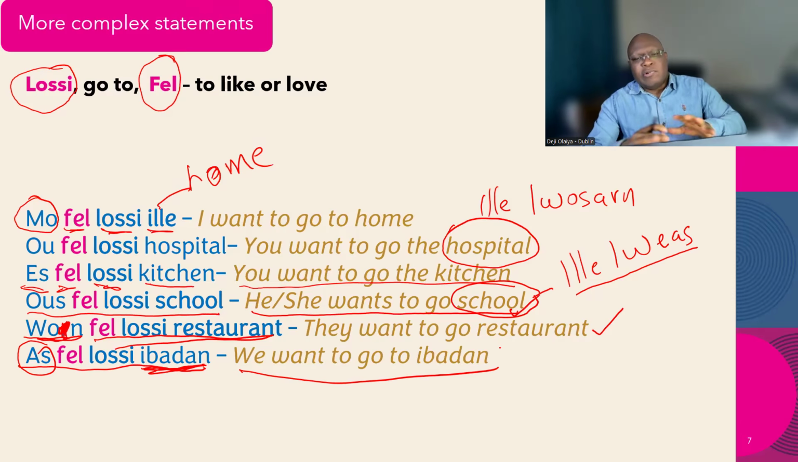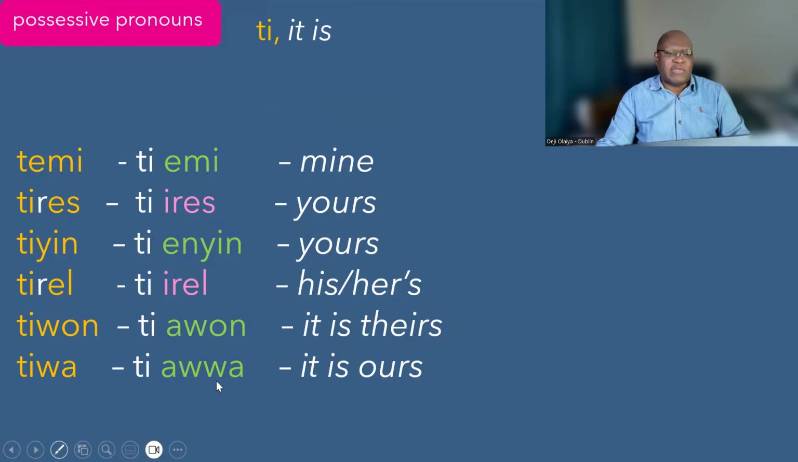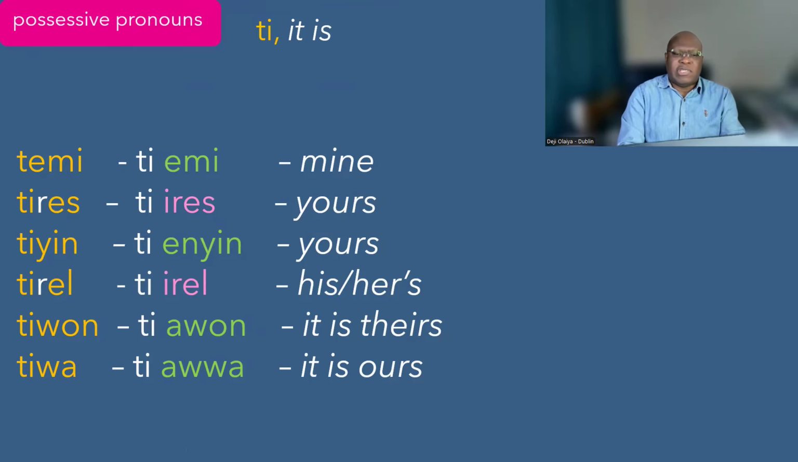So that's the way you normally will speak when you want to make statements in Yoruba. There are many other verbs that you're going to come across, but that's where we are at the moment. Now let's talk about possessive pronouns. Possessive pronouns are a little bit different from the other two pronouns. For example, if you want to say, this is mine, you say, tèmi.